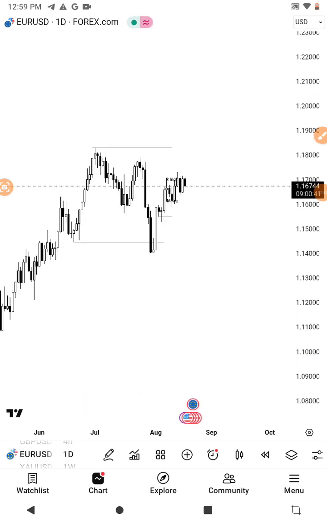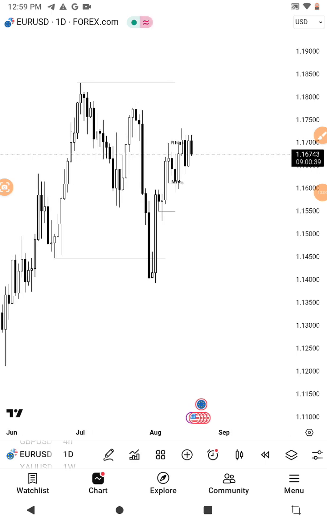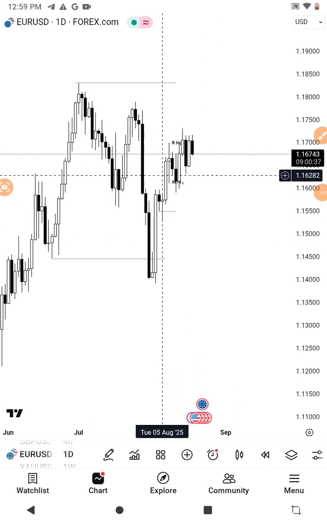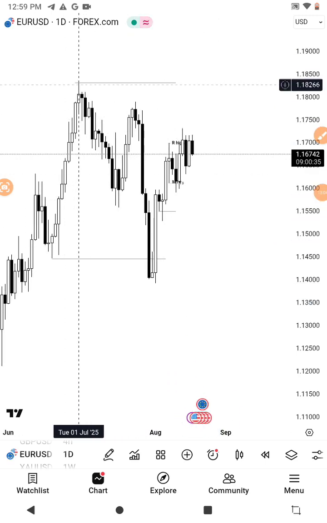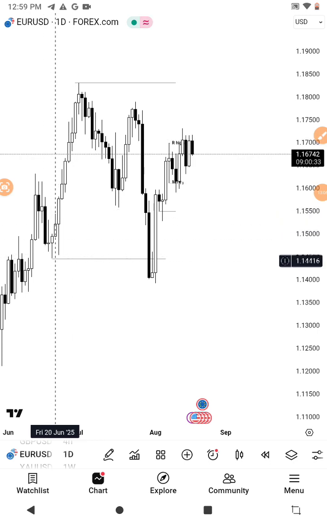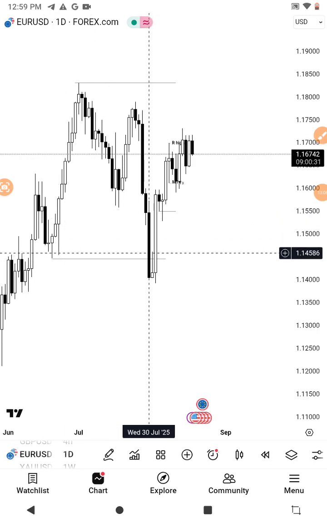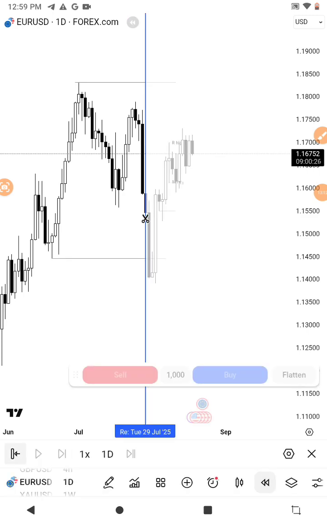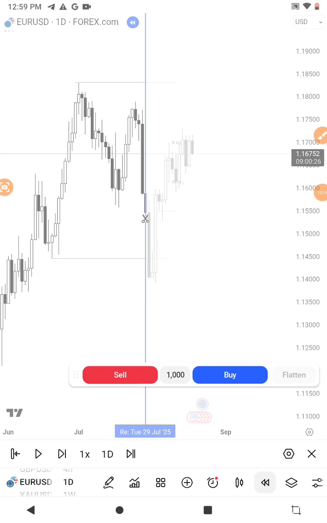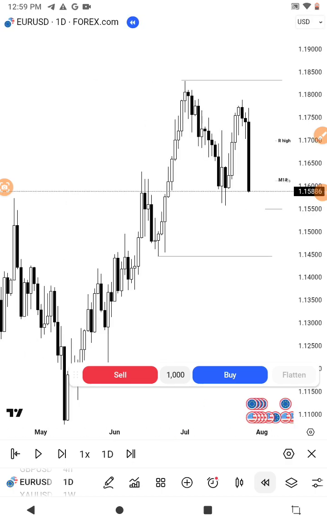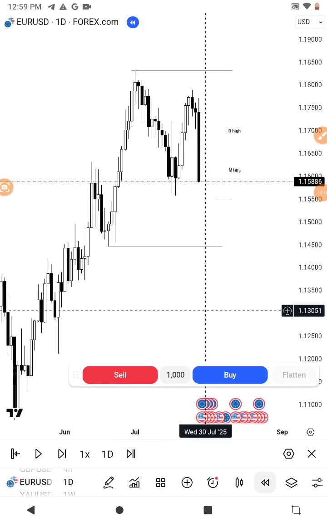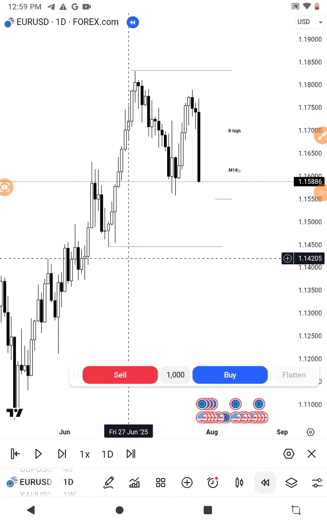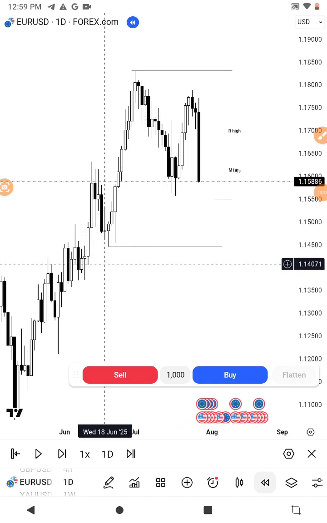We are looking for CRT to form in any key level, either here or here. We're looking for CRT to form. So now let's give a replay. Look at what price did here. Look at it. Let's assume we never took a trade from here. Look at this swing low. Let's give a replay. All right.